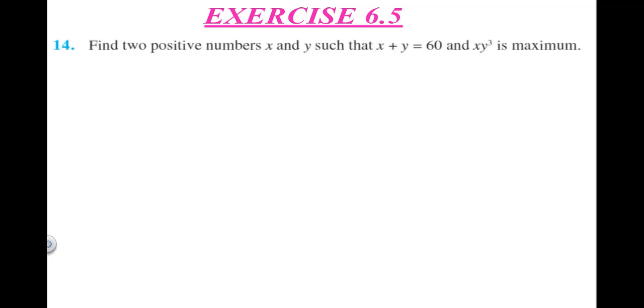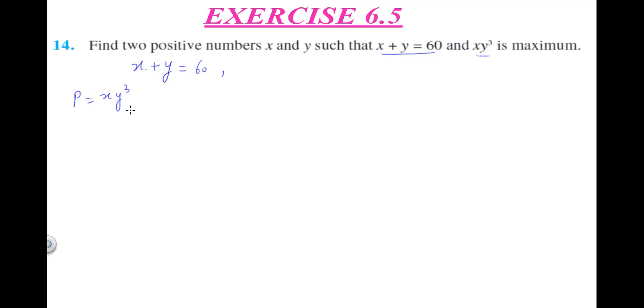Starting with question number 14, you have to find two positive numbers x and y such that x plus y is 60 and xy cube is maximum. Let us consider this xy cube as the product P. Now we will calculate this P in terms of one of the variables.